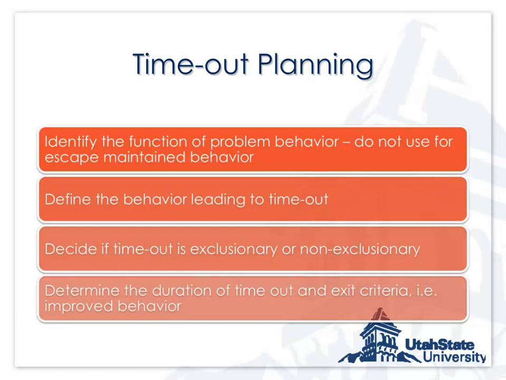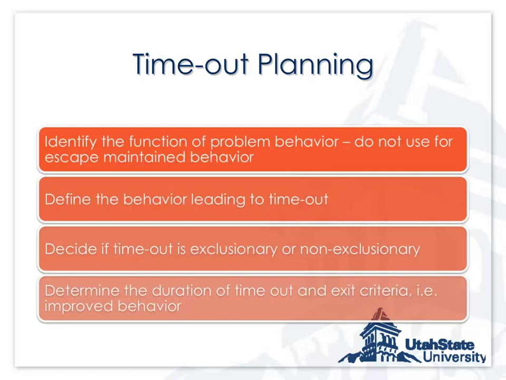To implement a timeout procedure, you will first need to make sure that the behavior is maintained by attention or access to tangibles, as this procedure is not effective with escape-maintained behavior. You will also need to precisely define the behavior leading to timeout and decide if the timeout will be exclusionary or non-exclusionary. Finally, you will need to determine the duration of the timeout as well as an exit criteria, such as improved behavior.